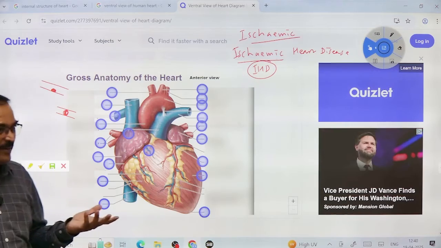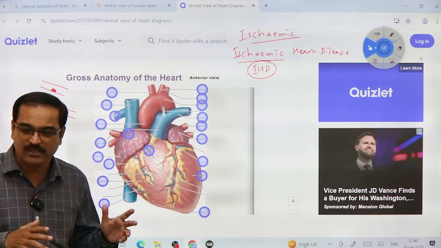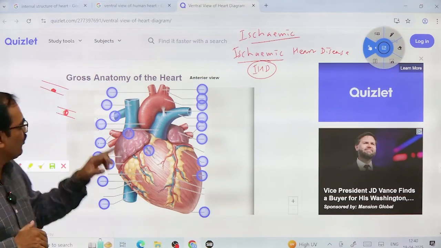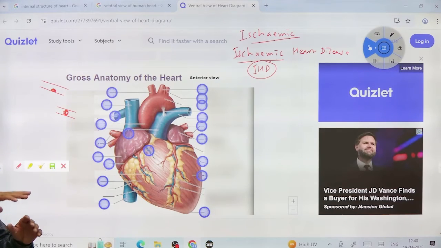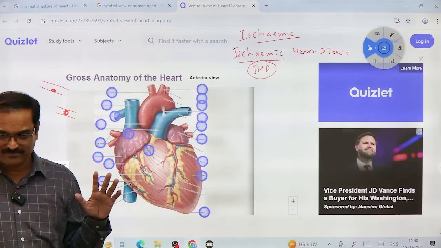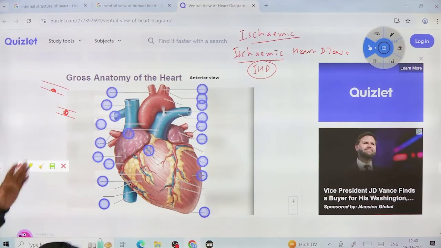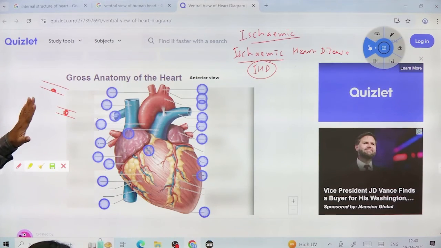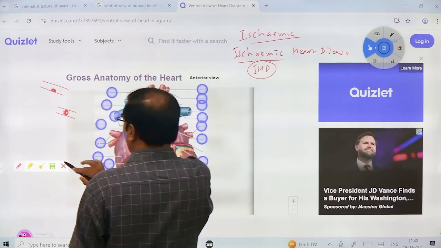Then what is the treatment here? First of all, we diagnose by angiography. So we see how much block is there, and according to that further decision is taken, either medicines or angioplasty, like that. Understood? So that is simple. This is called the external structure of the heart, but it is the ventral view. One more view is there, that is called the dorsal view of the heart.